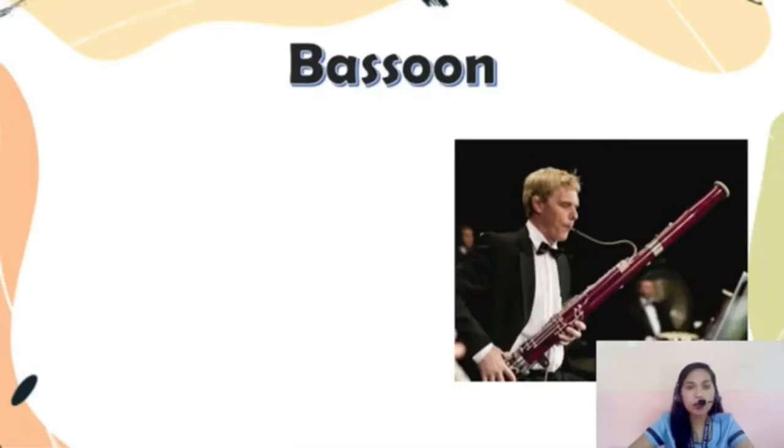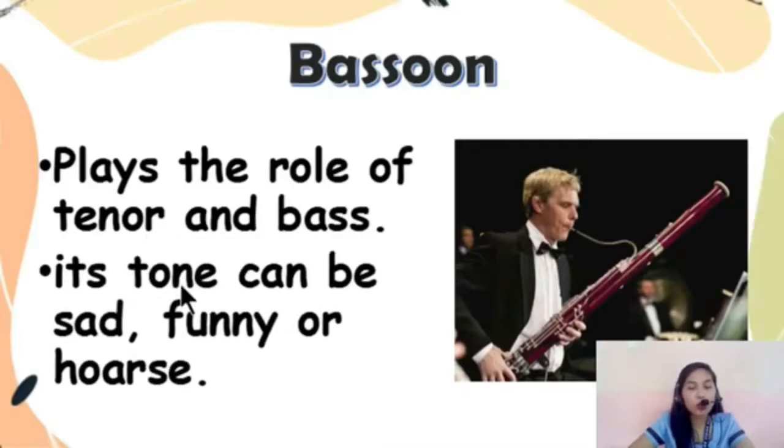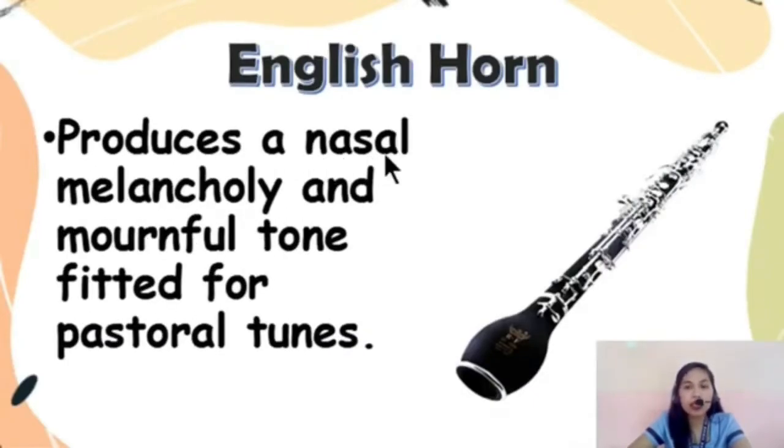Next is the bassoon. It plays the role of tenor and bass, and its tone can be sad, funny, or hoarse. Next is an English horn. It produces a nasal, melancholy, and mournful tone fitted for pastoral tunes.